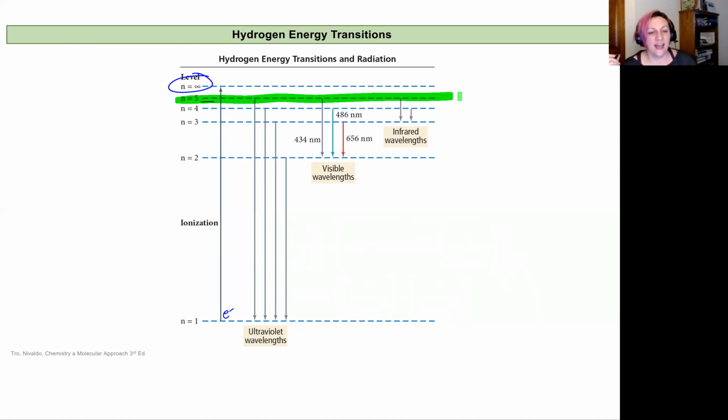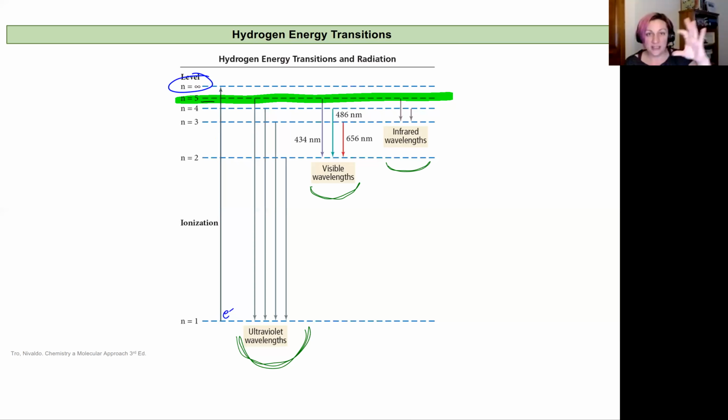Now that electron can relax to the n equals 4 or 3 or 2 or 1 energy level. And so we start to see all these different transitions that are possible. Like you can figure out all the different combinations. There's a number of combinations where it relaxes all the way back down to the n equals 1 energy level. And there's a number of combinations that go from n 5, 4, and 3 down to the n equals 2 energy level. And then we have some that go just down to the n equals 3 energy level.